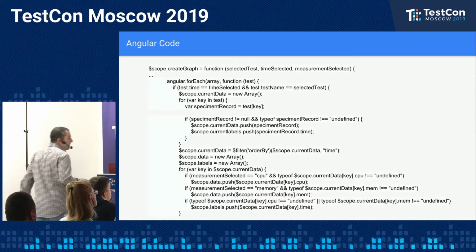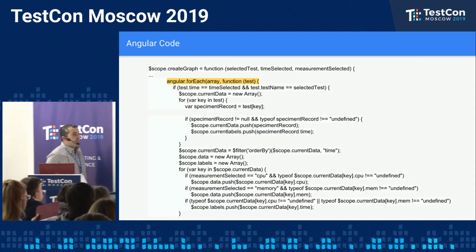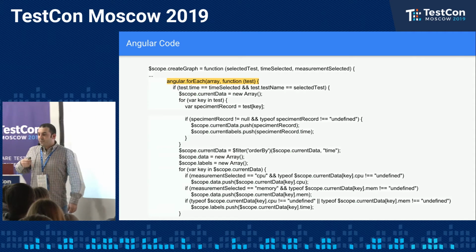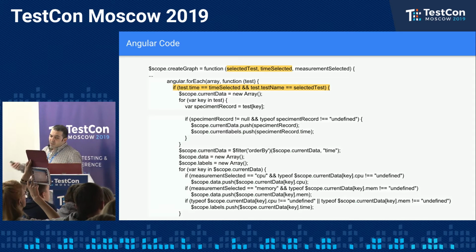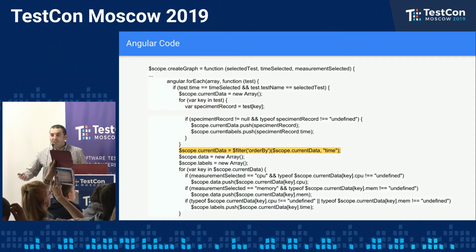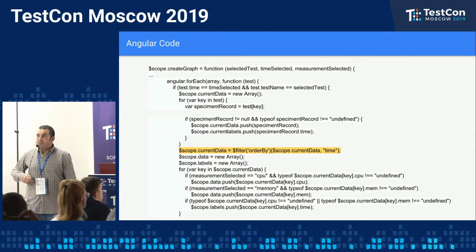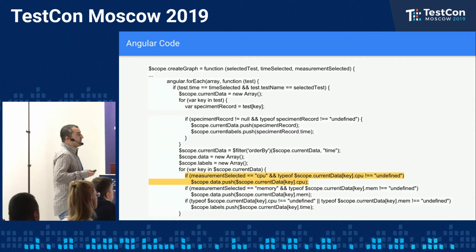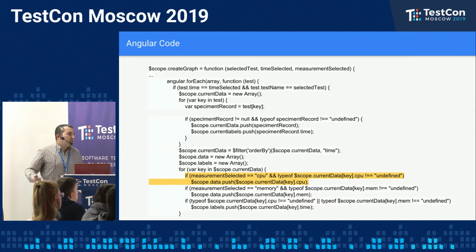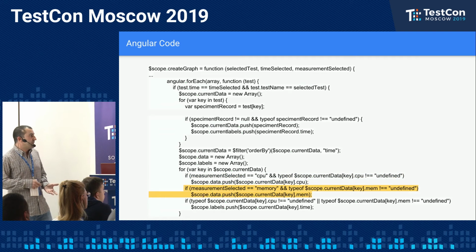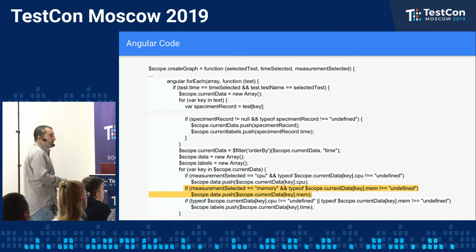Okay, from here on, we're just switching again to AngularJS code. We can see that we are going after all the information that we were sending and checking, is it in a specific timestamp and specific memory or CPU values. We're checking if it's CPU, we are going to push this data. If it's memory, we will push the other way around.